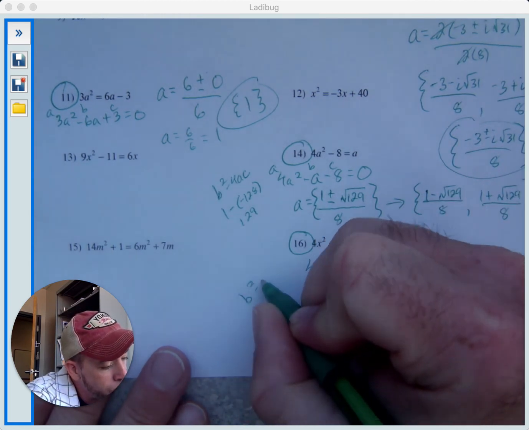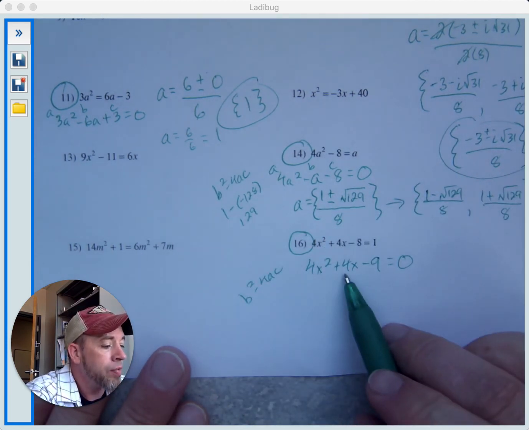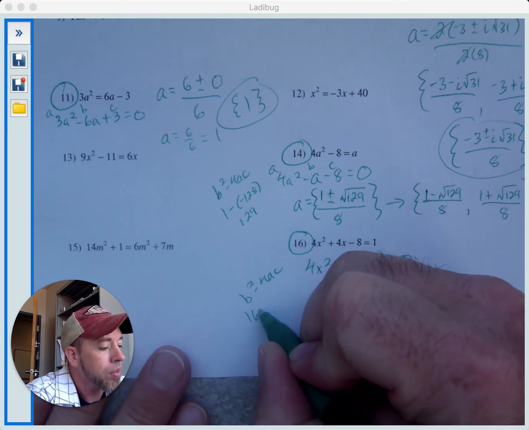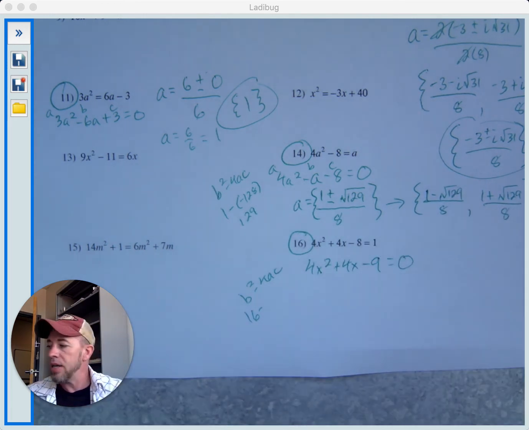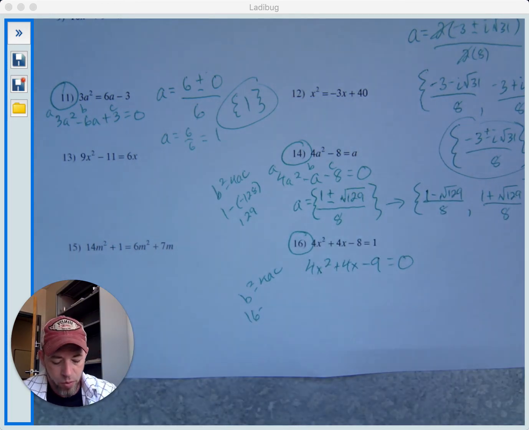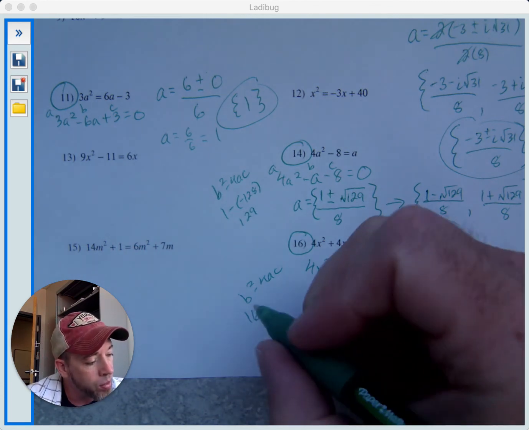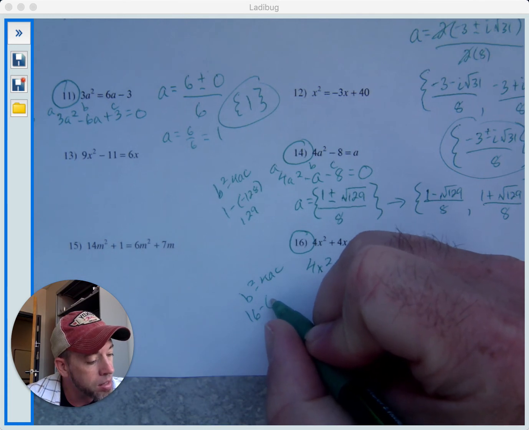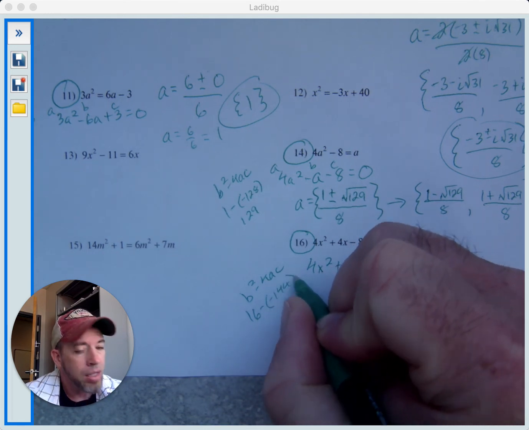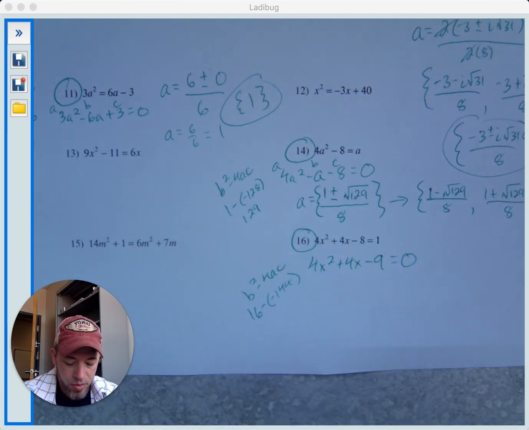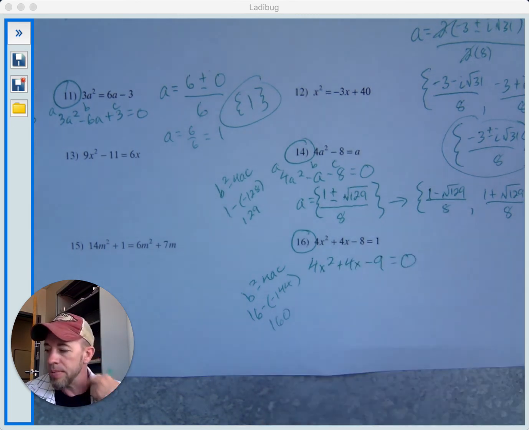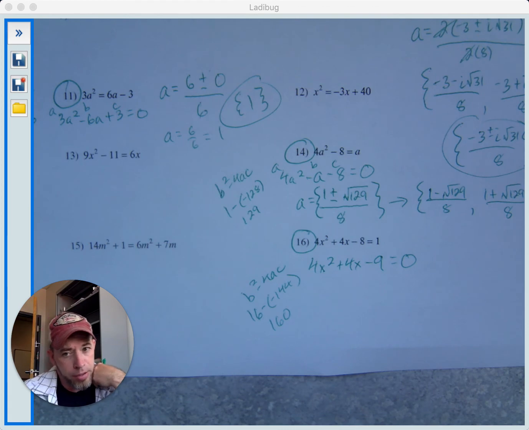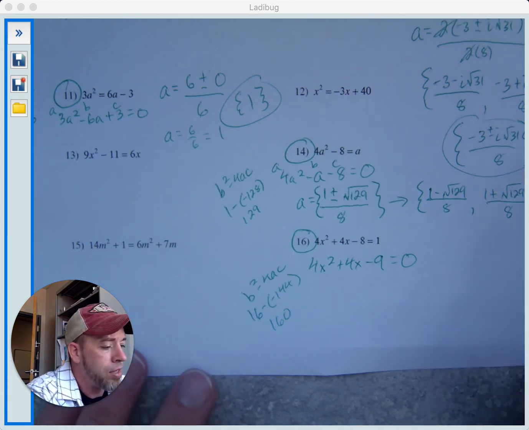B squared minus 4ac. B squared, 4 squared is 16. 4 times 4 times -9. What is that? Let's see. 4 times 4 times -9 is -144. So 16 minus a -144. That's 16 plus 144, which is 160, right? Your discriminant is 160. All right, so let's finish the quadratic formula.